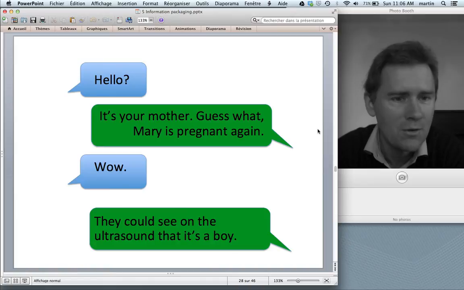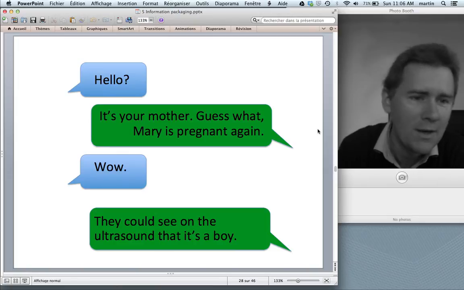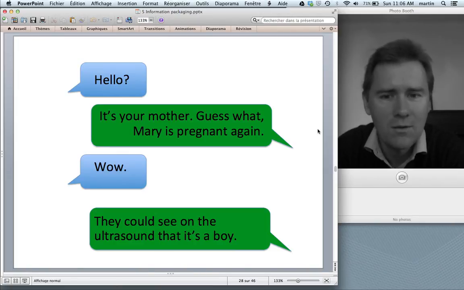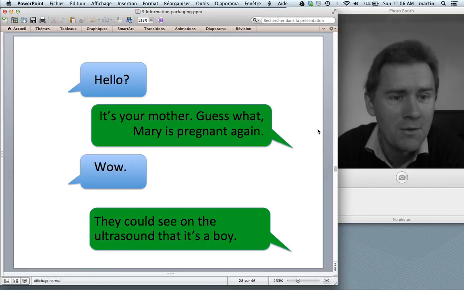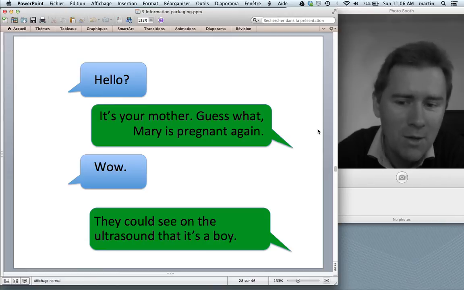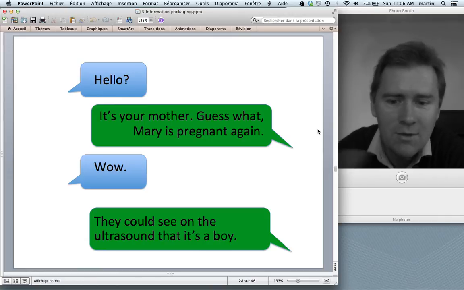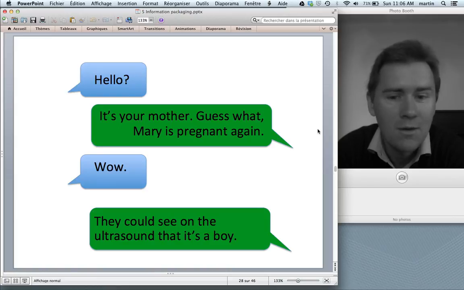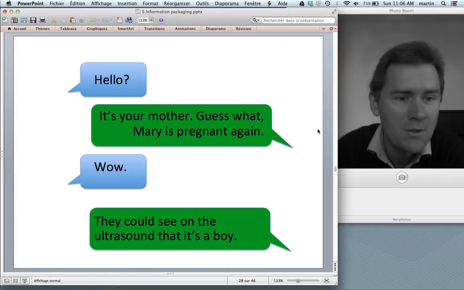It's a pronoun, refers back to a baby. Yeah, a baby hasn't been mentioned before, but pregnant evokes the idea of a baby being around somewhere. And then we have they could see on the ultrasound. Well, you have no trouble figuring out who they are. It's Mary and the other parent, and perhaps the obstetrician.